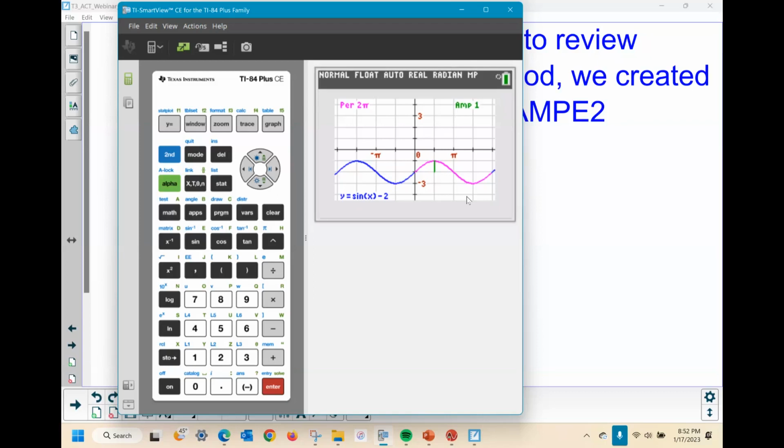This is how they're going to learn period and amplitude by observing. I'm giving them the definitions, but they're just going to go through and practice these until they feel comfortable. And I think it's going to work.